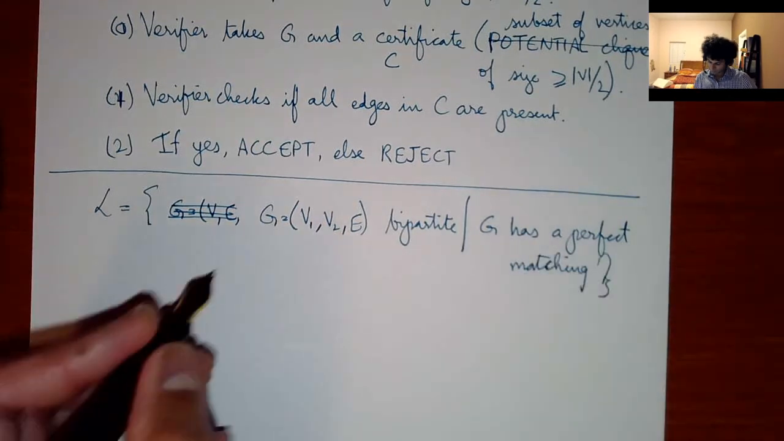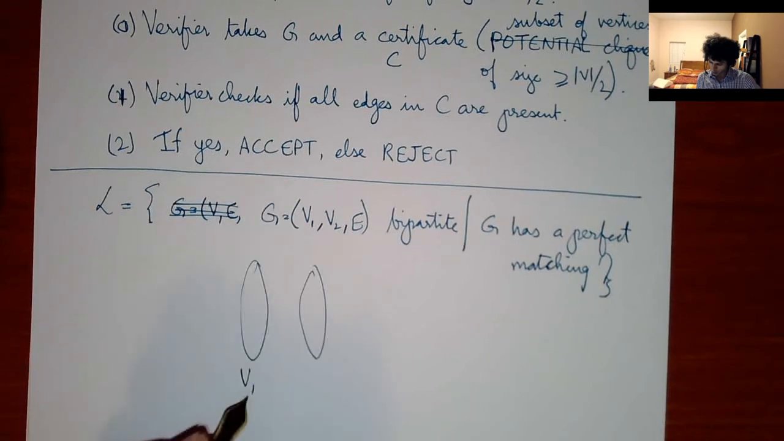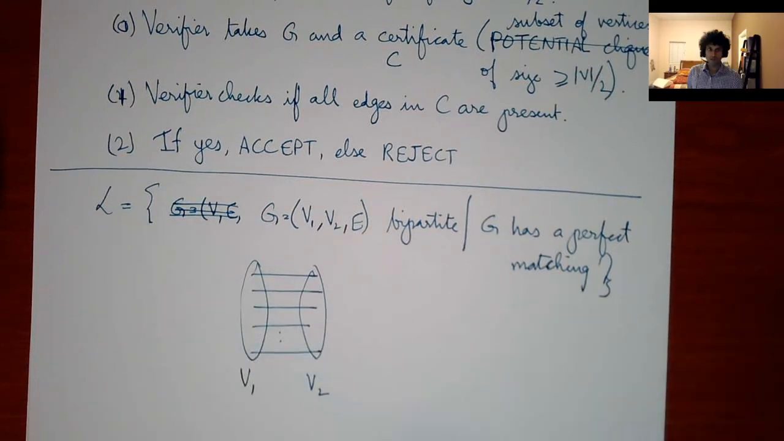Now, what does perfect matching mean? It just means that here's V1 and here's V2. A perfect matching is a set of vertex disjoint edges that's incident to every vertex, right? So this is a perfect matching. Is this language in NP?